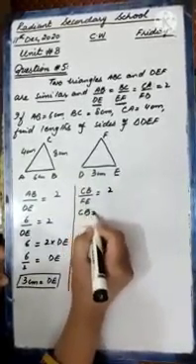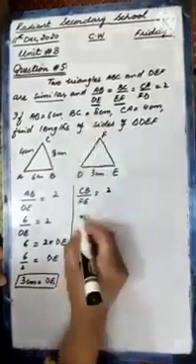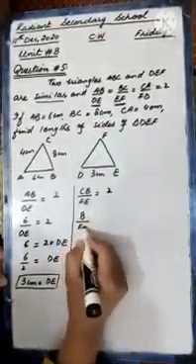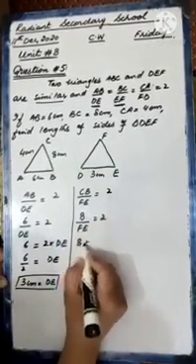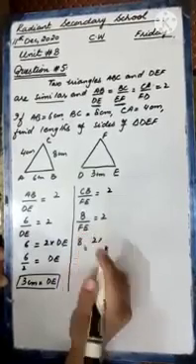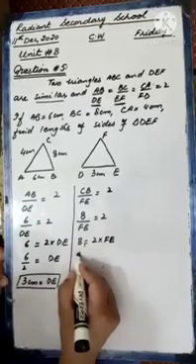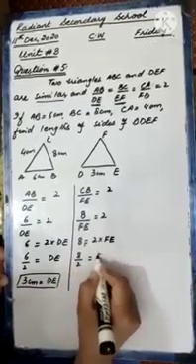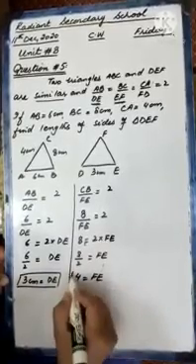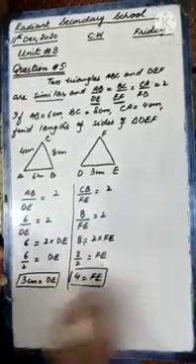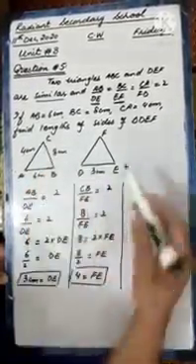It will be equals to, value of CB is given. It is equals to 8 divided by FE is equals to 2. Again, FE will be multiplied with 2, and 2 will be divided by 8. So value of FE will be equals to 4. Clear? Okay, now the third side AC.